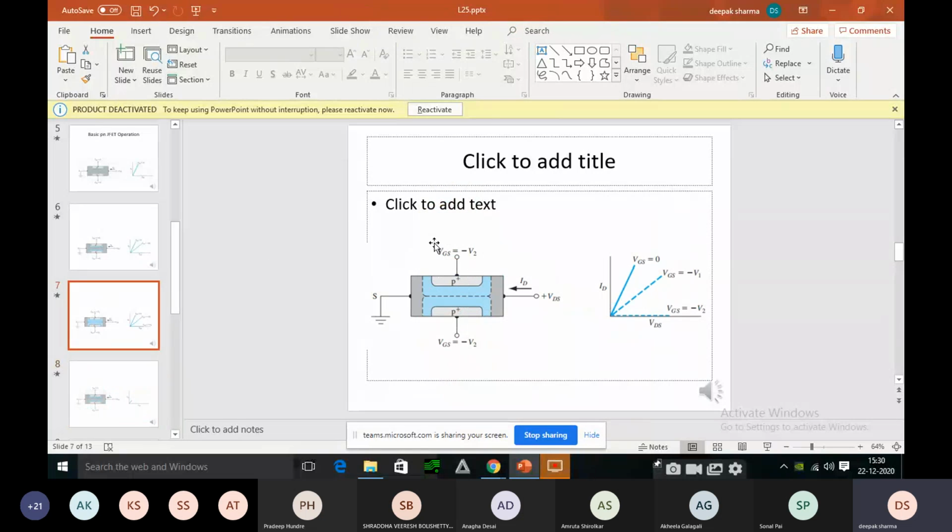When a more negative voltage is applied at the gate, that will lead to a more reverse bias condition. And as a result, the depletion width will increase. Next point, due to increased depletion width, there will be no space for the charge movement, or there will be no space left for the charge to move from source to drain. Hence, the current level will be almost zero.